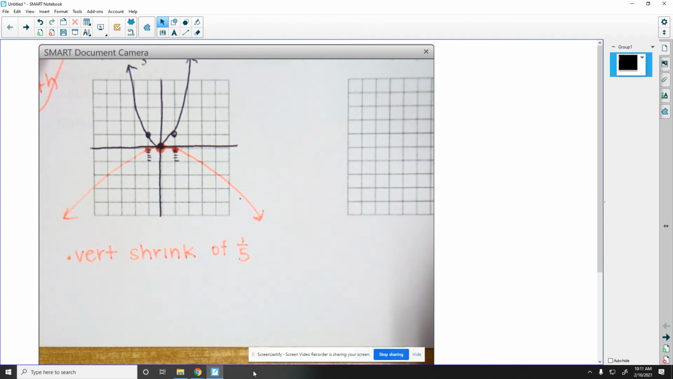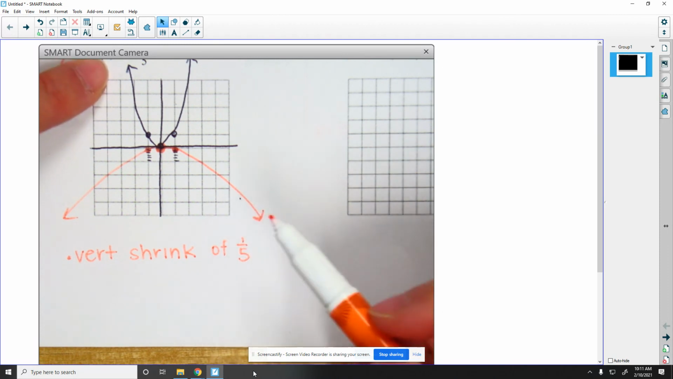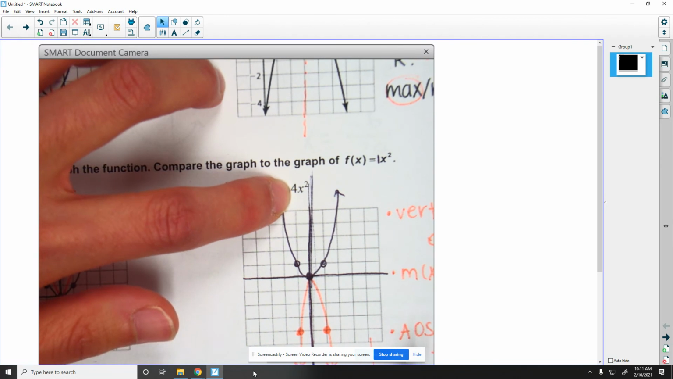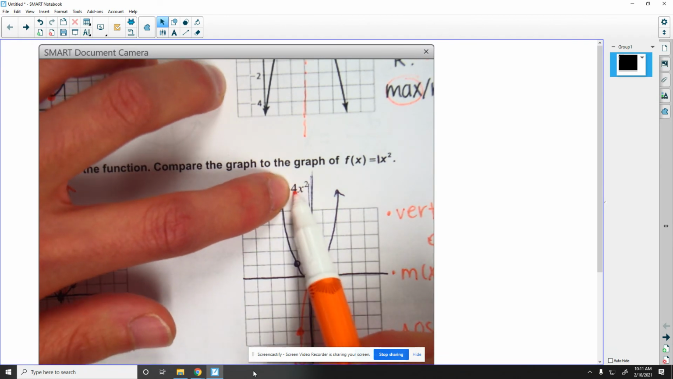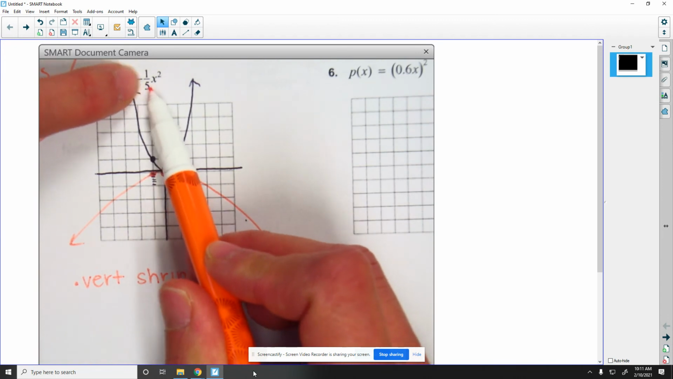Thank you. Okay, so it's a vertical shrink of 1/5. And basically, if you want to know if it's a stretch or a shrink, it's a stretch because it's bigger than 1. Don't look at the negative, just look at the digit. The digit is bigger than 1. It's a shrink because it's less than 1. Don't look at the negative, just look at the digit.